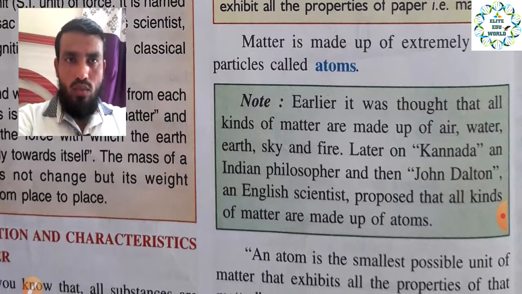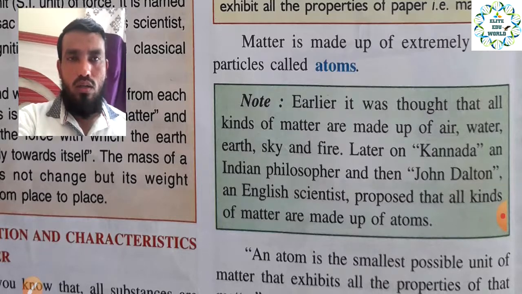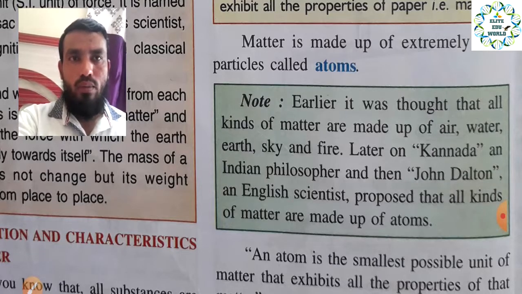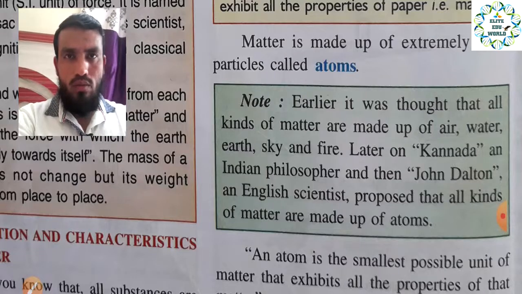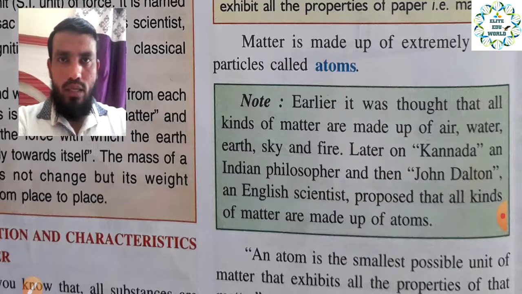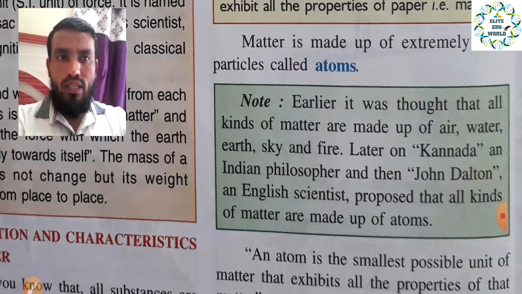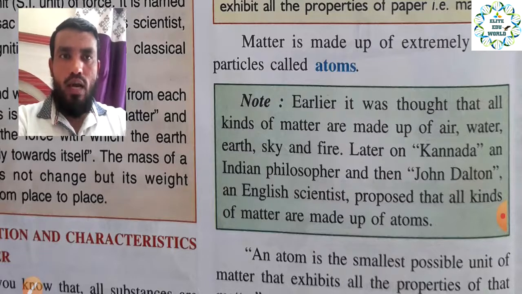Here is a note: earlier it was thought that all kinds of matter are made up of five things. These are our ancient people, who thought anything is made of air, water, earth, sky and fire.